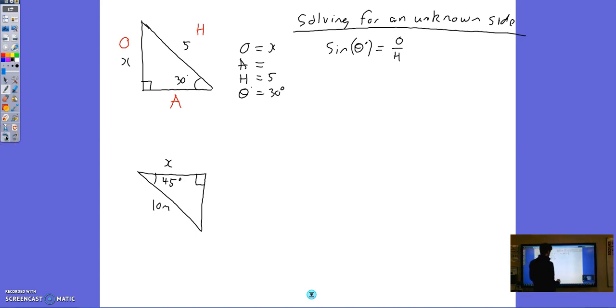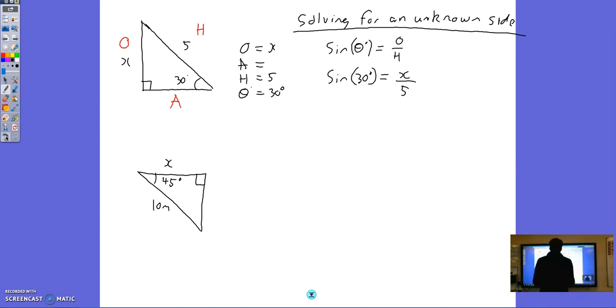So the first step is label. The second step is identify which ratio you need to use. The third step is substitute. So my theta is 30 degrees. I'm going to say sine of 30 degrees is equal to my opposite, which is x, divided by my hypotenuse, which is 5.